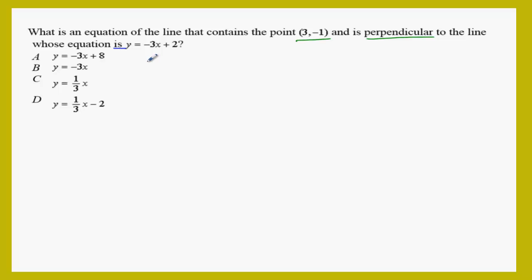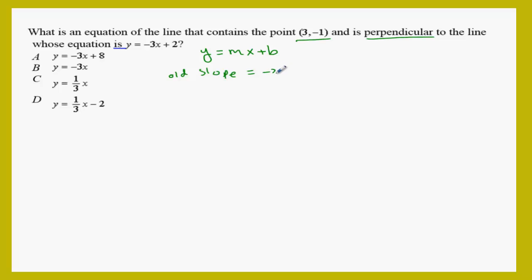In order to find an equation of the line, you need to know two things. We know the equation of the line, y equals mx plus b. You need to find the slope of the line and the y-intercept. The slope of the new line is perpendicular to this line here. The old slope equals, in this case, y equals mx plus b.